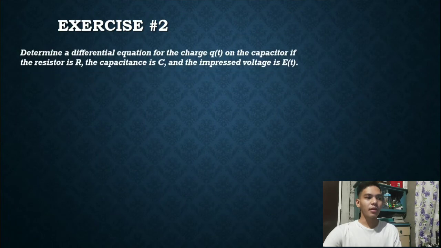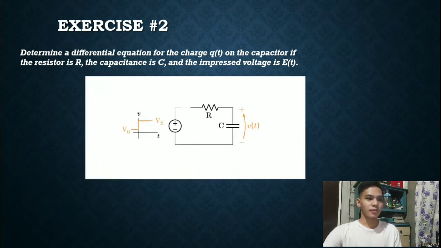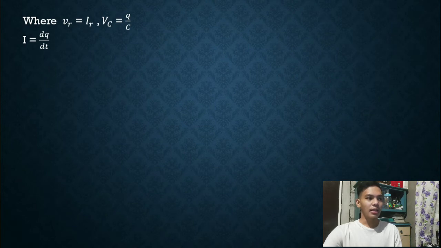Here, we are given an exercise to determine a differential equation for the charge Q(t) on the capacitor if the resistor is R, the capacitance is C, and the impressed voltage is E(t). Here is the circuit, where V_R equals IR, V_C equals Q over C, and I equals dQ over dt.